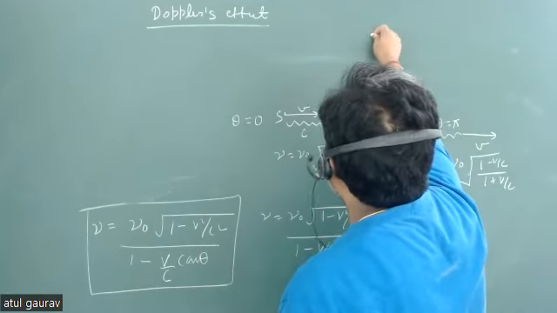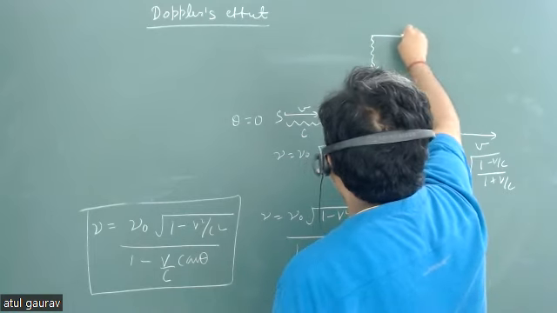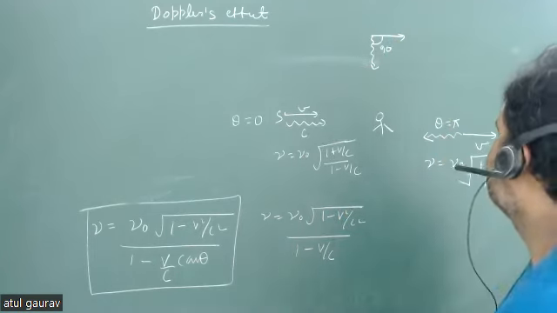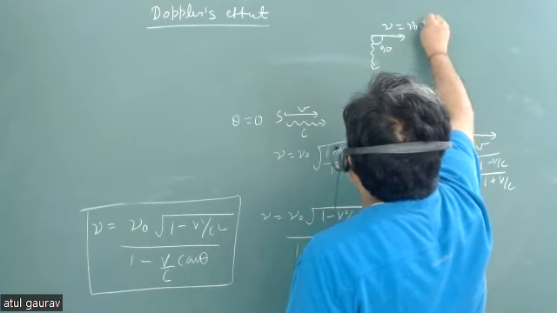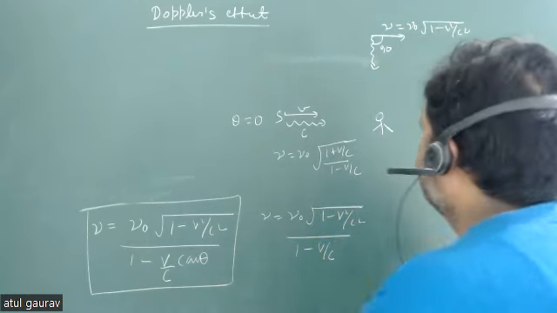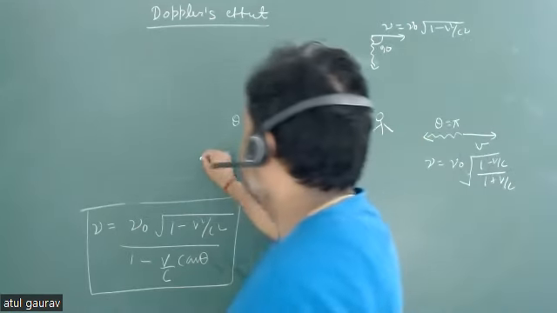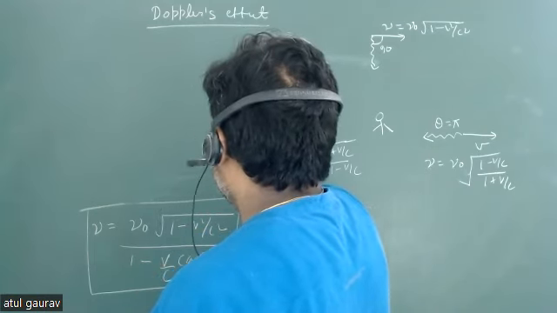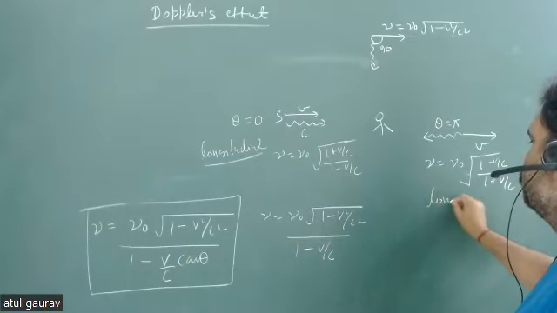Means you are just at this point, light is coming like this and this is moving and this angle is 90 degrees. What is this? Nu is equal to nu naught times root of 1 minus v square upon c square. These two are known as longitudinal Doppler effect. This is also longitudinal.